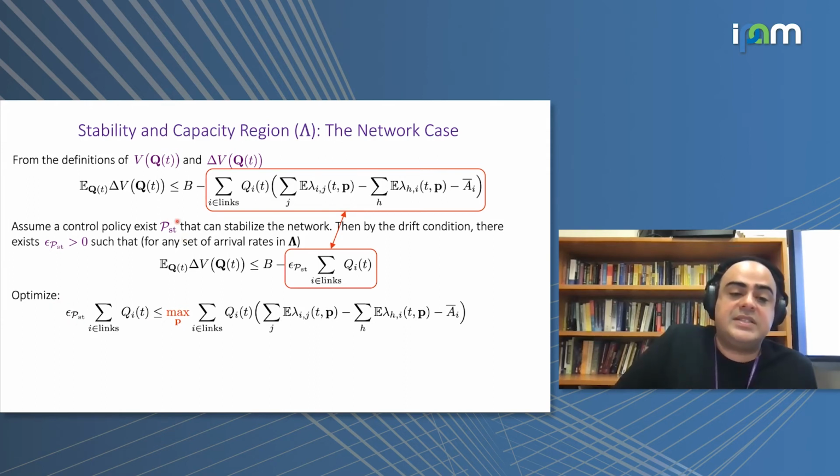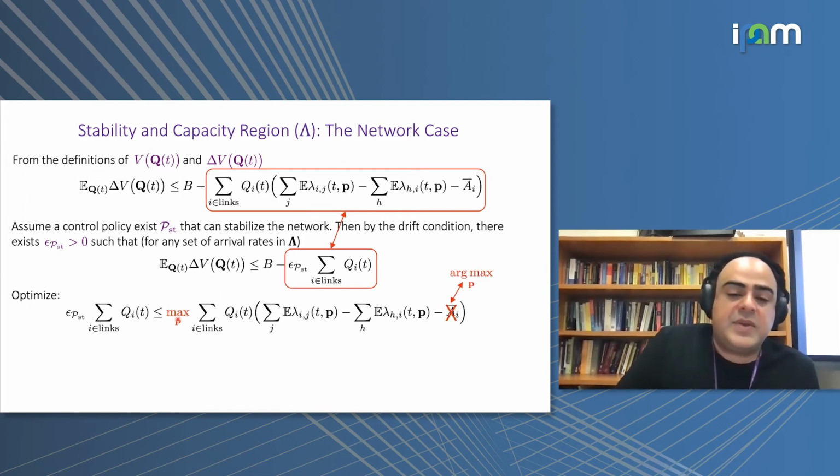So this is a feasibility argument. As long as the problem is feasible, all I need to do is solve this optimization problem, and I get something that will stabilize the network. That's basically what this says.